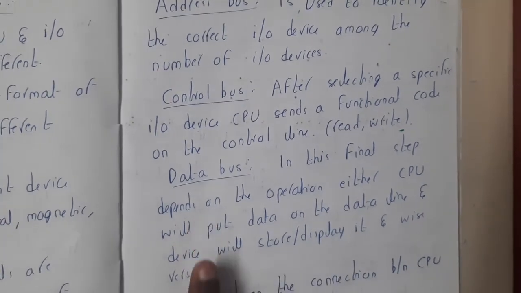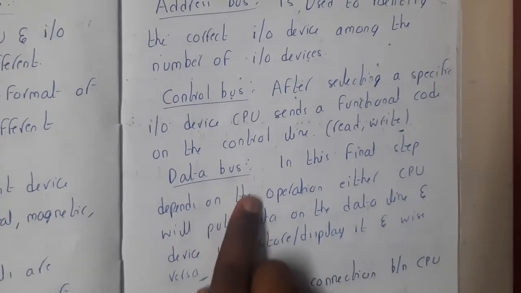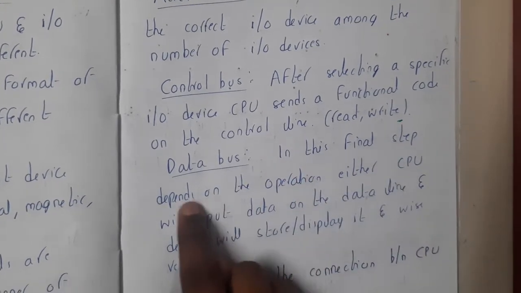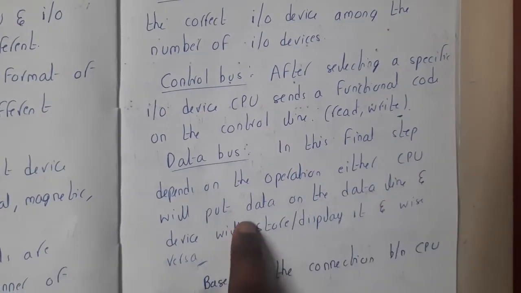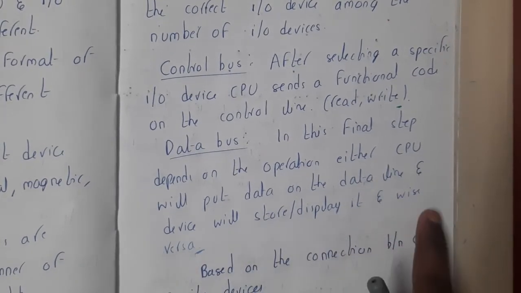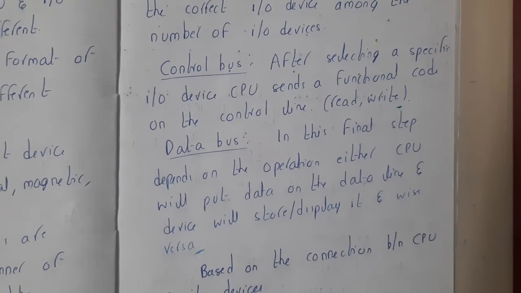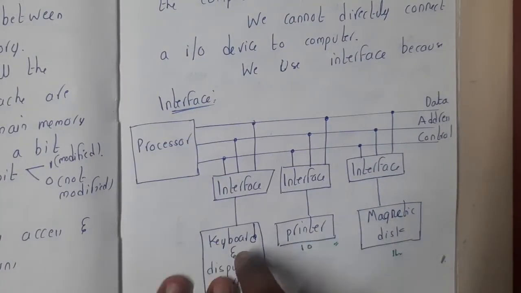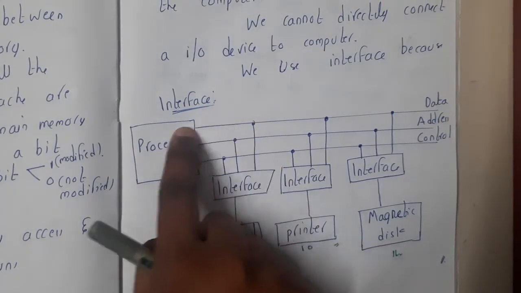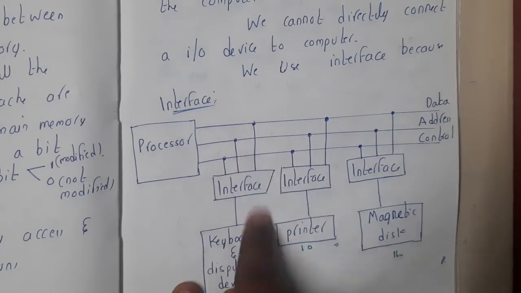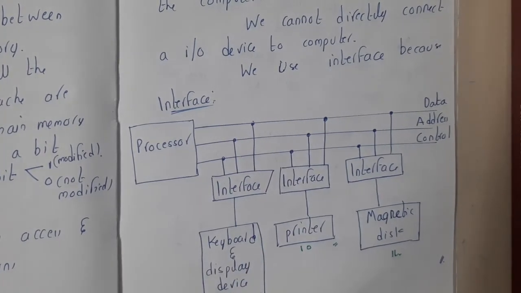Okay, yes. Moving on, the last line is a data bus. So when you want to send a data, so you will be using this data bus. So in the final step, depending on the operation, either CPU will put the data on the bus and device will store it or display it, vice versa. So basically if your device is an input device, so you will be entering the keys, right? So that is going to be going as an input to the device. So if it is a display device, so from here you will be getting the output. So in that way, based on the requirement, that data line will work.